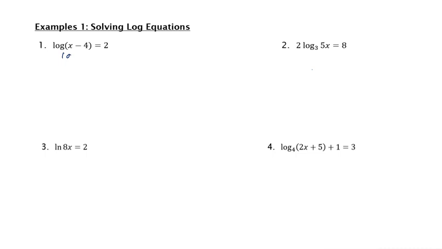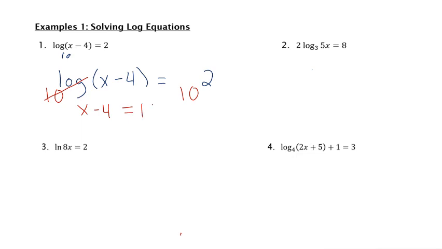So if I rewrite this, I always like to leave a little bit of a space because I know I'm going to end up putting something by that too. We're going to raise each side to base 10 because it's a log base 10. So what happens is that cancels out the log. We're left with x minus 4. On the right-hand side now we have 10 squared, which is 100. And now we're left with just a linear equation. So we have here x minus 4 equals 100. When we go ahead and solve, we're going to get 104.